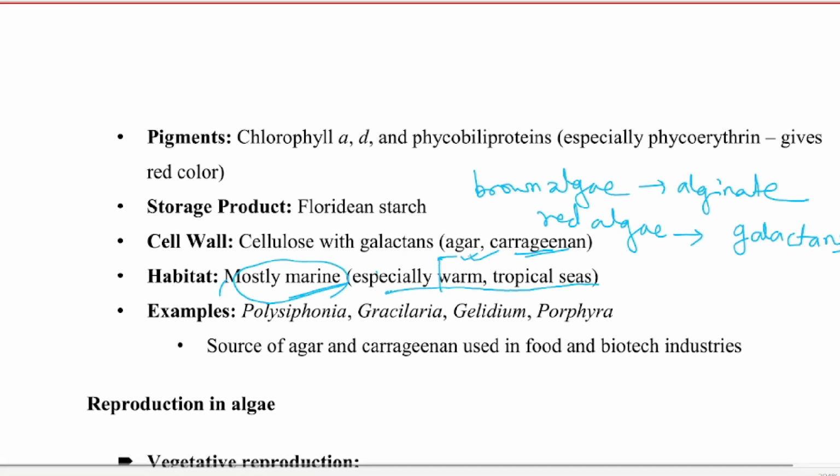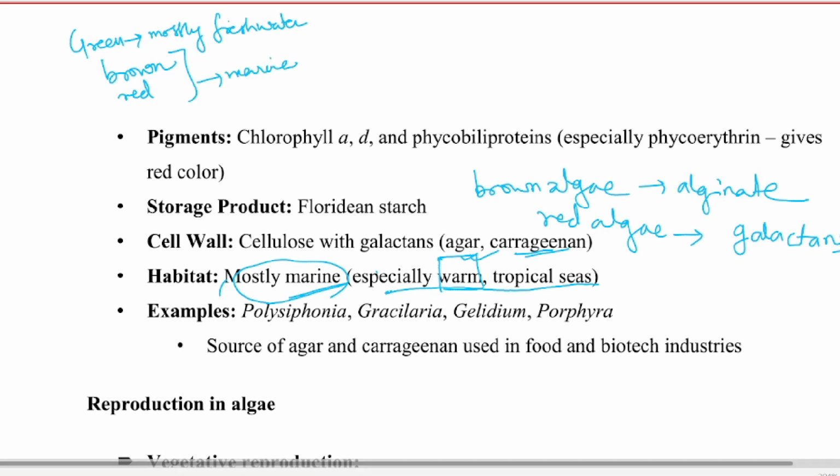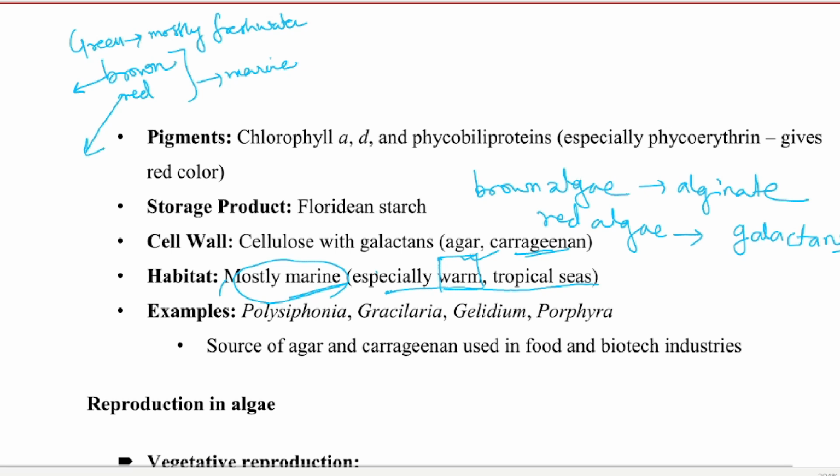So again, you have to remember that green algae are mostly of fresh water. Brown and red algae both are marine loving, found mostly in marine habitat. But there is a little remembering thing: brown algae prefer cold water, and red algae especially prefer warm tropical seas.